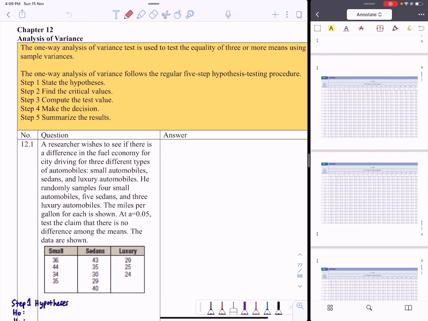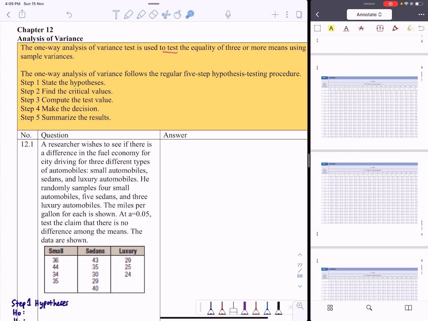Chapter 12, Analysis of Variance. For this analysis of variance, used to test equality of 3 or more means using sample variance. Jadi macam mana kita nak tahu, how do you want to decide what type of test to use? Here is the very important info: 3 or more means using sample variance.